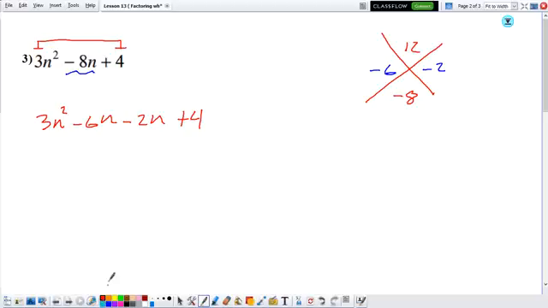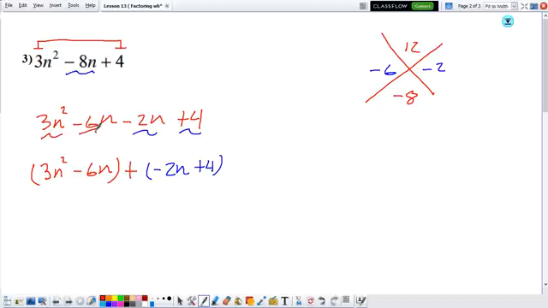So let me just group them. 3n squared, I'm going to get the first two terms, plus, and I'm going to look at the second two terms, -2n plus 4. Again, I grab those two terms, I put them in a group. I grab the first two terms, I put them as a group. So now that I have two groups, I'm going to concentrate on one individually. So let's look at the red group.